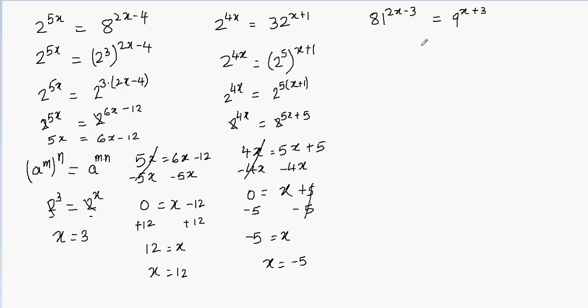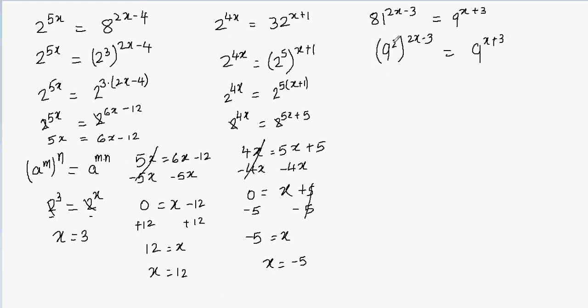Now let's take a look at this example. I have 81 to the power 2x minus 3 is equal to 9 to the power x plus 3. Again, I can change 81 into the form of 9. How do I write 81? I can write 81 as 9 squared, the whole raised to the power 2x minus 3. So I rewrite 81 as 9 squared, and then I have the exponent on top. This is equal to 9 to the power x plus 3.